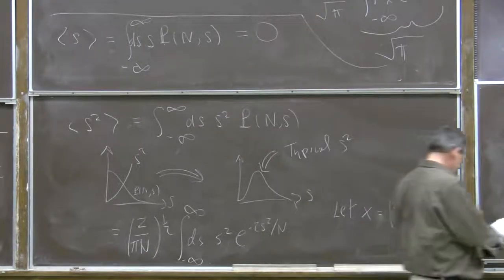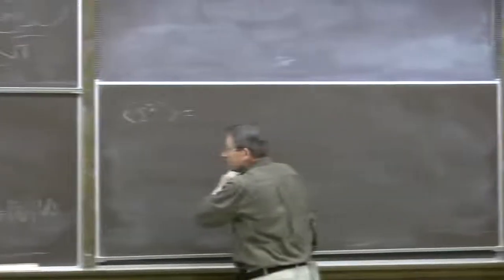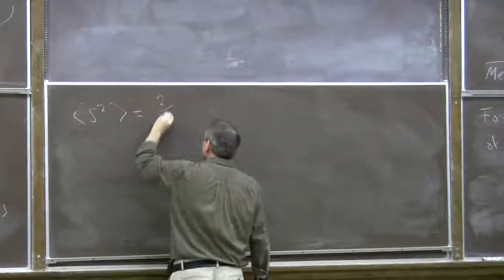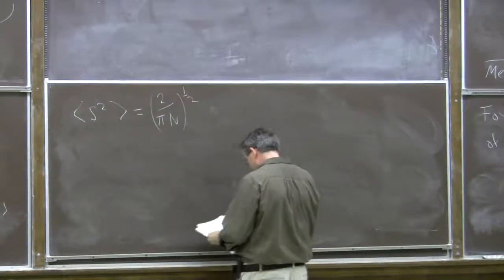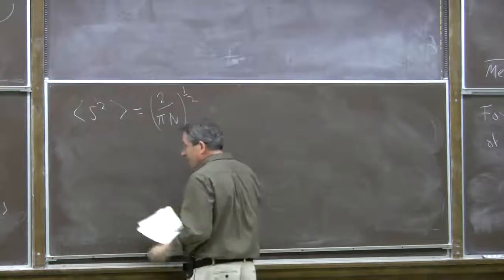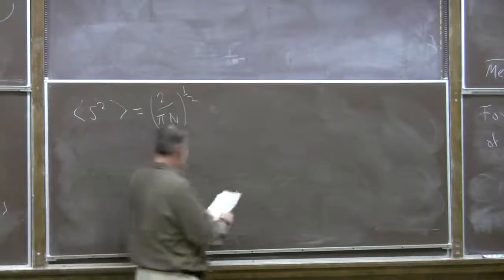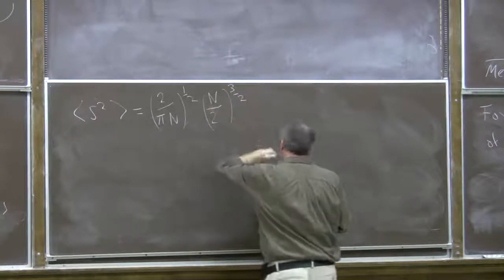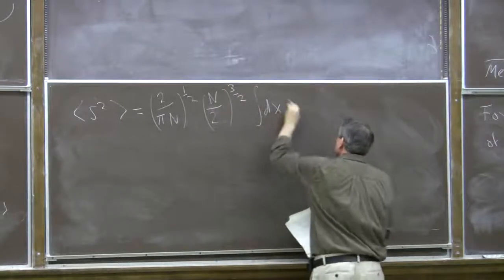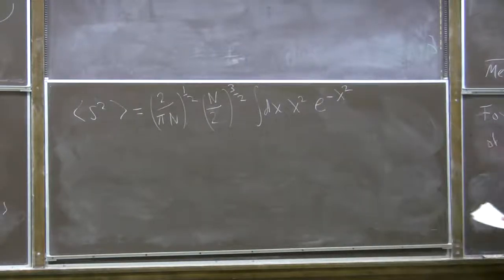So when we do that, for the expectation value of s squared, we have the 2 over pi n to the 1/2, and then we get a factor of n over 2 3 times now from the integration measure ds and from the s squared. So n over 2 to the 3/2. And then we're left with the integral dx of x squared e to the minus x squared. So we have to do that.